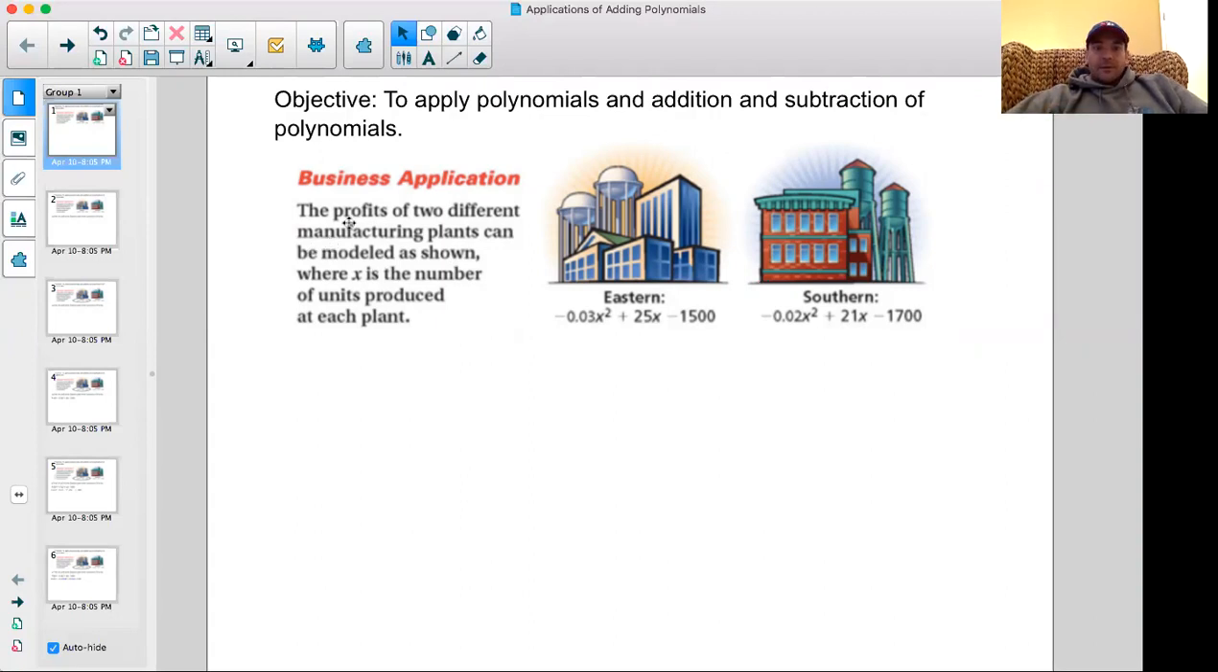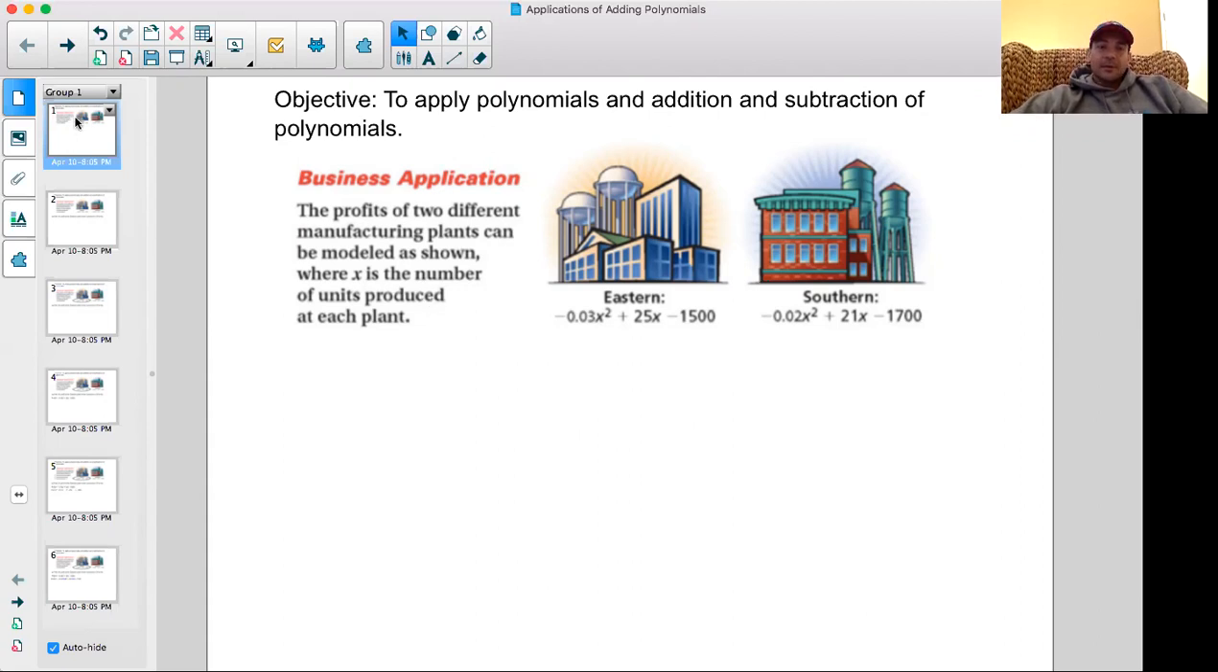The profits of two different manufacturing plants can be modeled as shown, where x is the number of units produced at each plant. So what they're doing is they're giving us an expression for each plant that represents the amount of profit that that plant would make if it produced X units. Not knowing the number of units that something is producing is going to make it very hard to figure out the profit. But it's an expression that if you were told how many units something was producing, then we could use this thing to figure out what the profit would be. And then for the southern plant, we have a different function, but it also relies on X, the number of units it's produced. So that's the idea there.